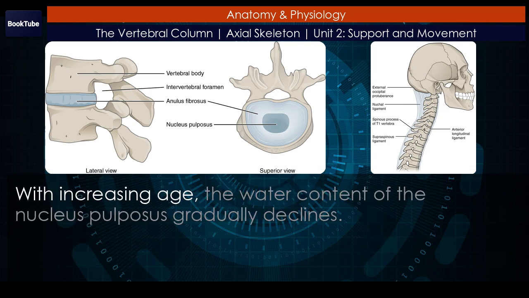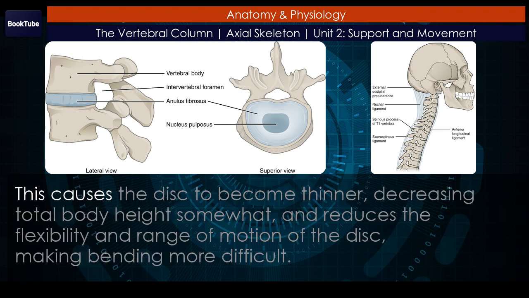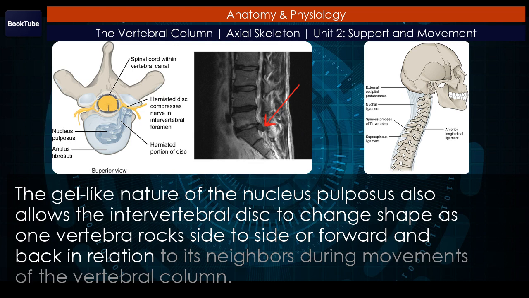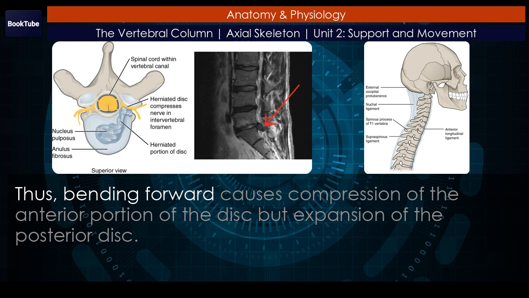With increasing age, the water content of the nucleus pulposus gradually declines. This causes the disc to become thinner, decreasing total body height somewhat, and reduces the flexibility and range of motion of the disc, making bending more difficult. The gel-like nature of the nucleus pulposus also allows the intervertebral disc to change shape as one vertebra rocks side to side or forward and back in relation to its neighbors during movements of the vertebral column. Thus, bending forward causes compression of the anterior portion of the disc but expansion of the posterior disc.